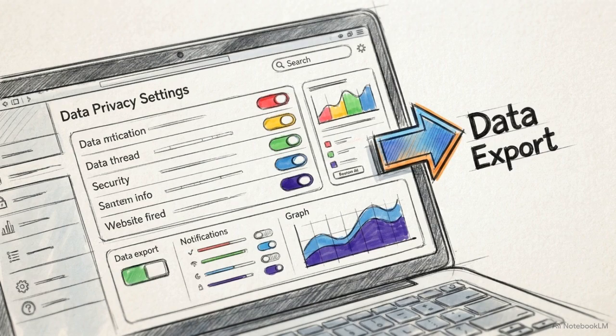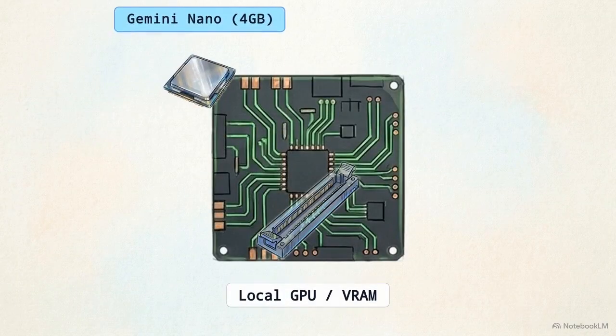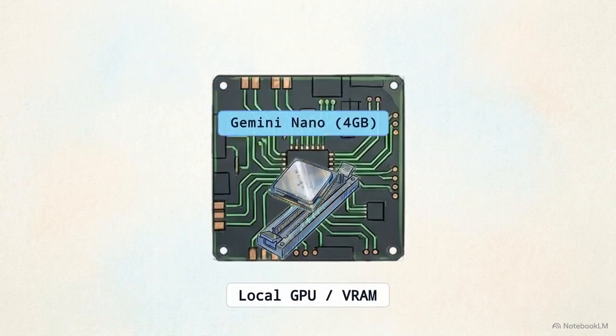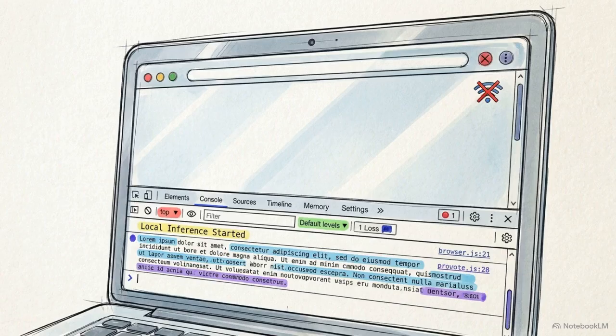must leave the machine. Chrome has introduced an alternative by shipping the Gemini Nano model directly to the user's desk. This 4 GB instruction-tuned model loads into the local GPU instead of waiting for a remote server. Chrome moves the inference step into the browser, creating a local runtime for the computational work.